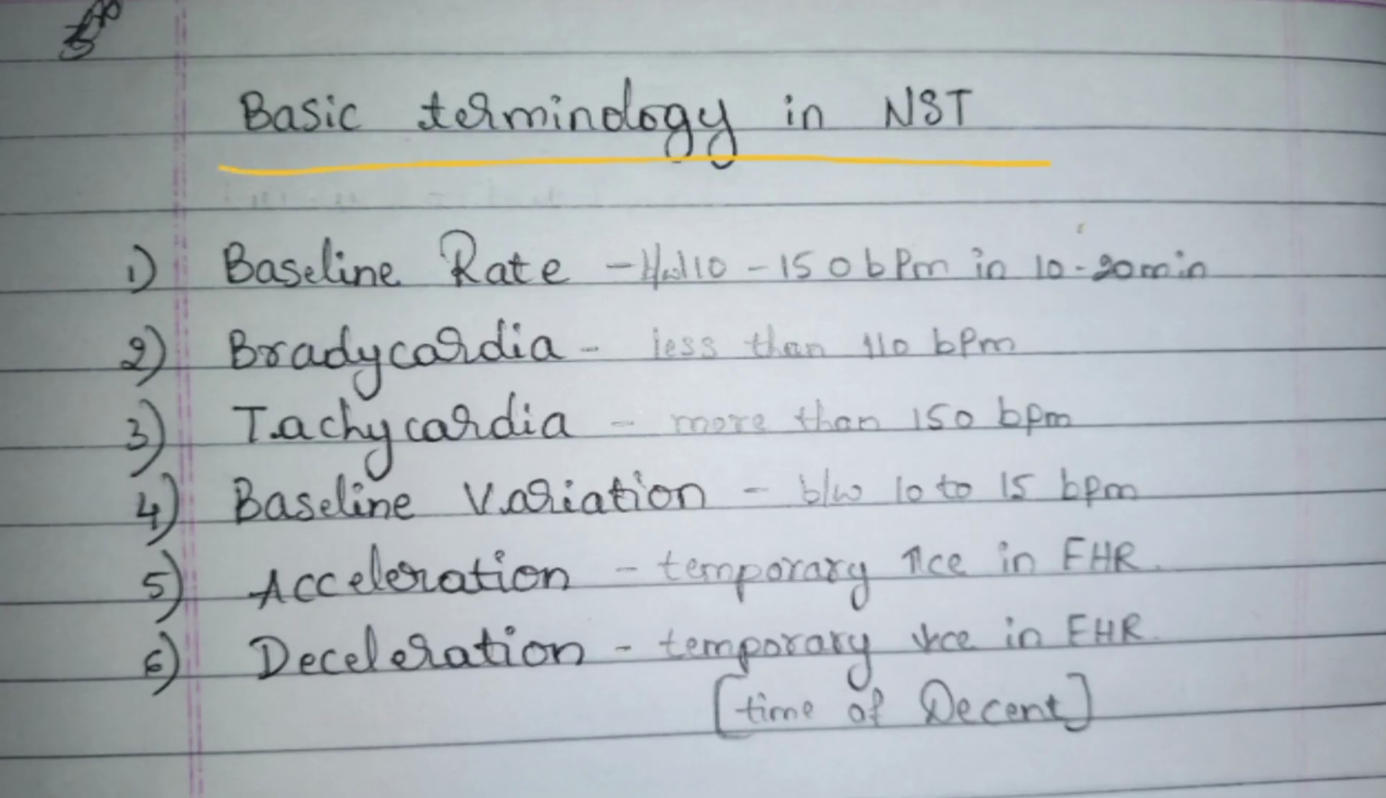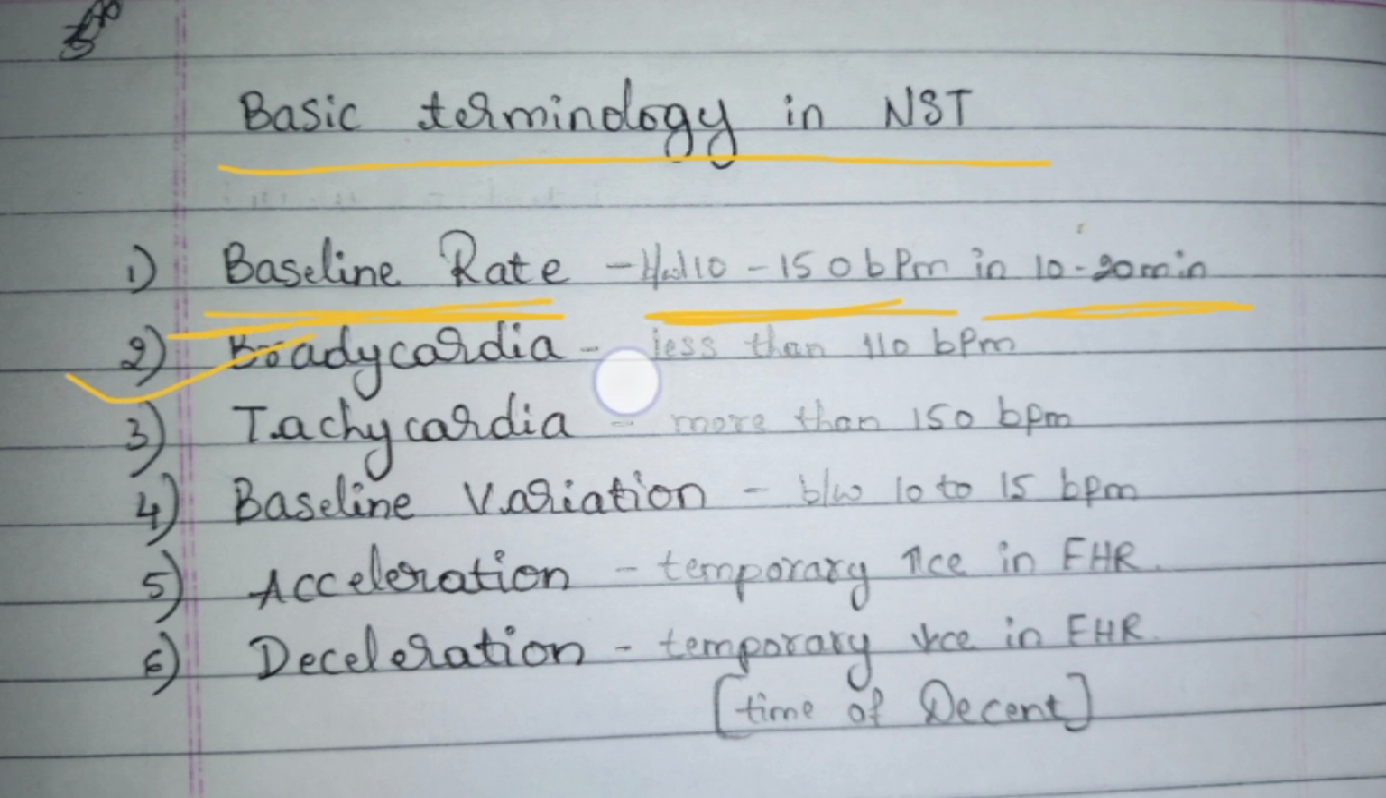Basic terminology in NST. The first is baseline rate. Baseline rate is nothing but the fetal heart rate being between 110 to 150 beats per minute over 10 to 20 minutes. That is known as baseline rate. That is the normal rate. Next, bradycardia. Bradycardia is nothing but a decrease in heart rate.